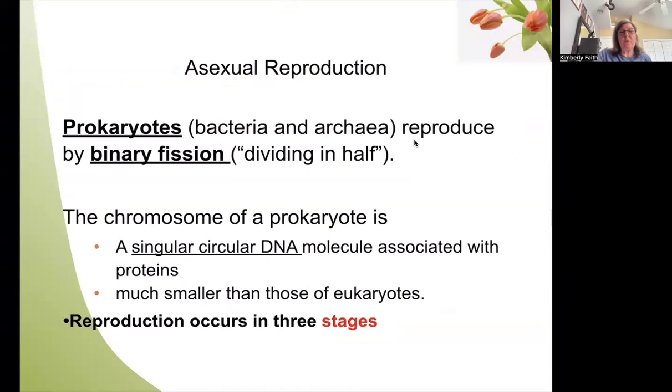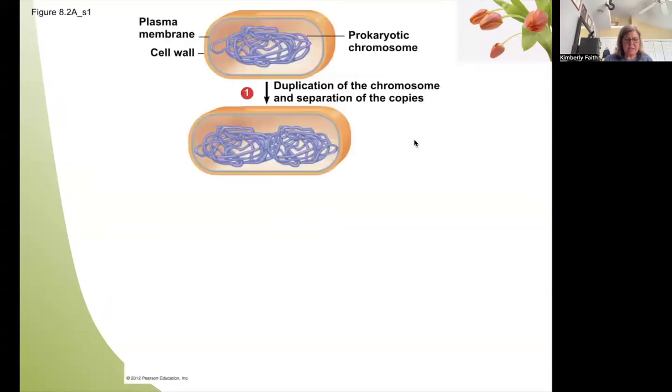So when we talk about asexual, we did talk about asexual with mitosis, right? One cell going to two identical cells, and we did that in order to repair tissue or cells and to grow. But with prokaryotes, bacteria and archaeans, they reproduce by what's called binary fission. It's kind of like mitosis, but they have no nucleus, so we don't go through that whole PMAT. They have one singular circular DNA associated with proteins. Again, their chromosome is much smaller than eukaryotes', and it happens in three stages.